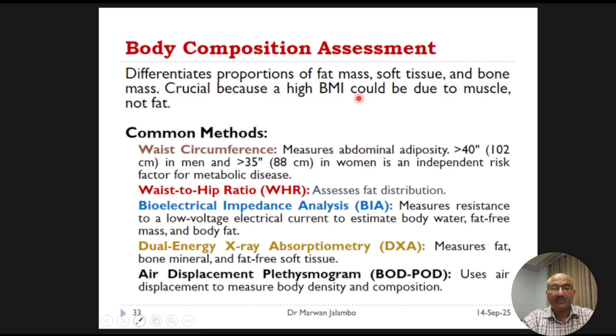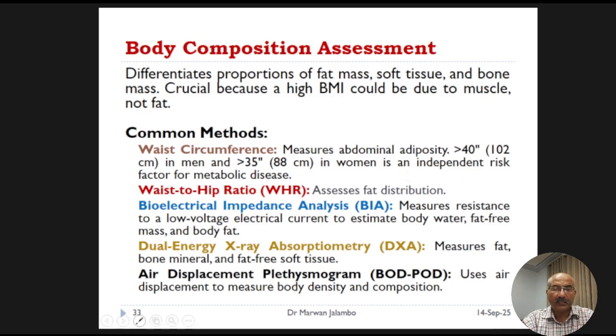One of the simplest and most useful clinical measures is waist circumference. Waist circumference expresses fat around the abdomen and is an independent risk factor for metabolic disease, and a waist circumference greater than 102 centimeters in men and 88 centimeters in women is a clinical red flag.